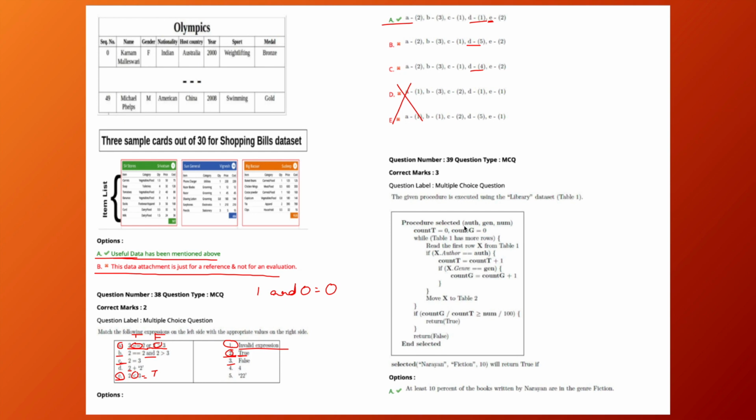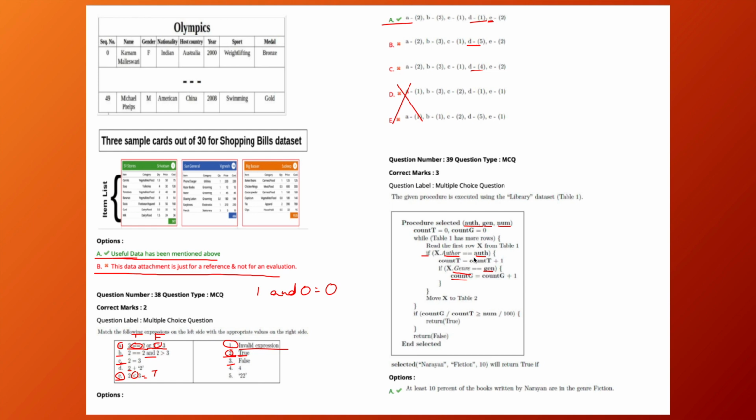And here we see that when you parse through this the first time, you may not understand what these variables stand for: auth, gen, num. So what we do is we have to actually read the entire pseudocode. Here auth carries the name of the author. Here gen carries the genre of the book. So we increment the value of count g by 1. So you see that it's like a nested loop.